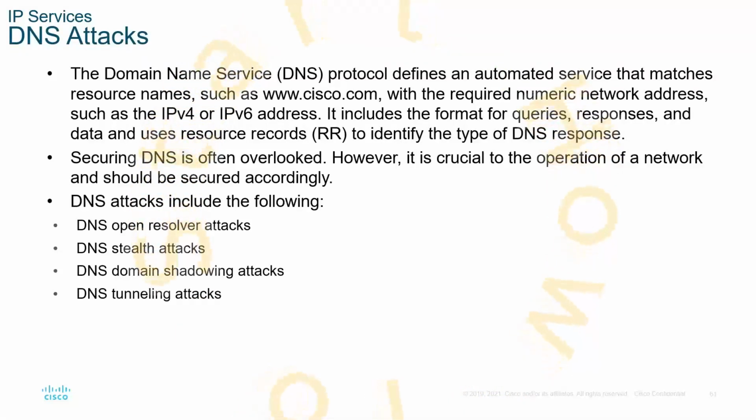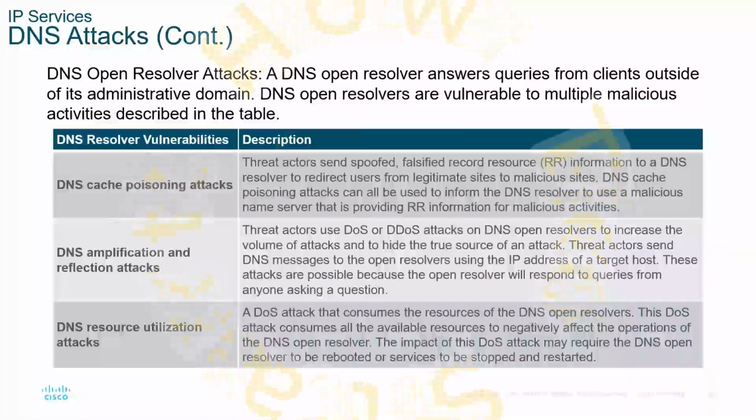Moving on, we have our DNS-based attacks, and that is where we have a DNS relay, or we have a resolver attack, or a tunneling attack, or shadowing attack, and basically where we're targeting DNS so they cannot provide the name resolution. DNS cache poisoning is very common, and again, that is where you spoof or falsify the resource records for information on a DNS resolver to redirect it from a legitimate site to a malicious site.